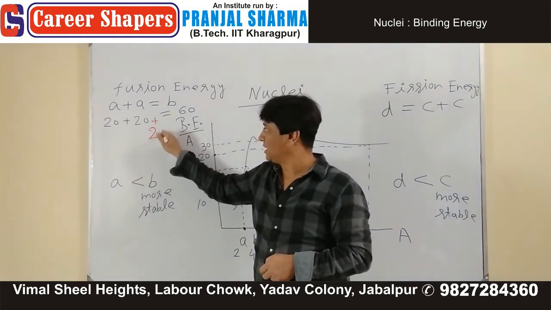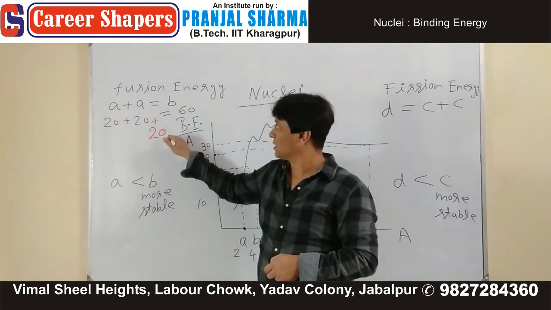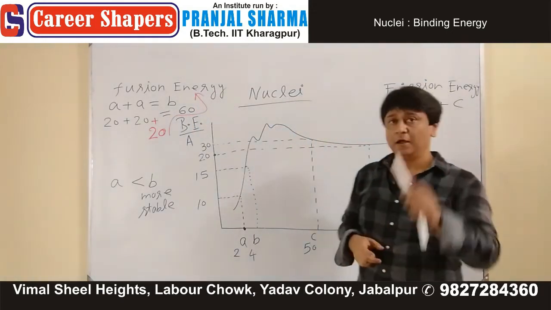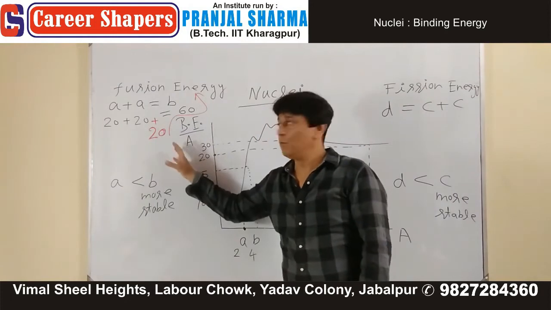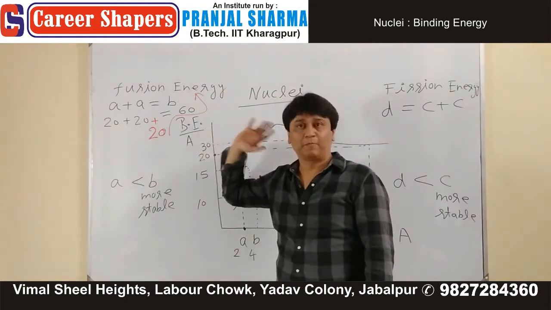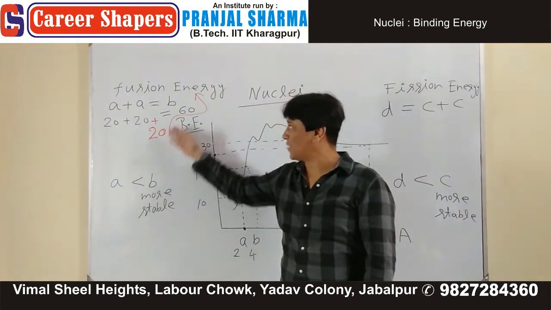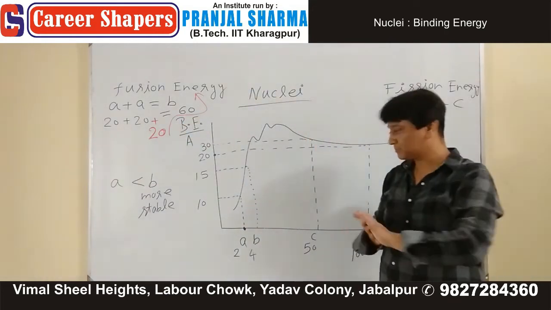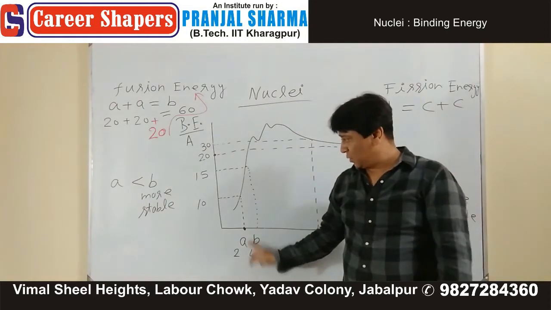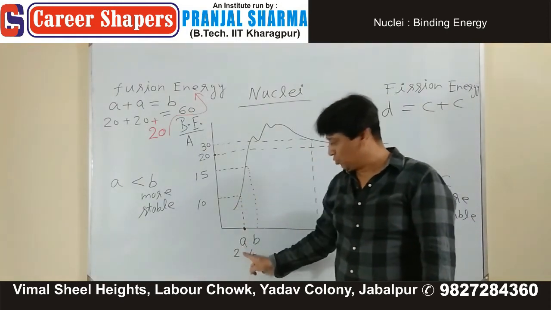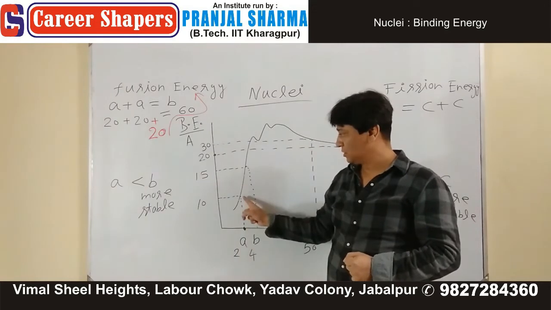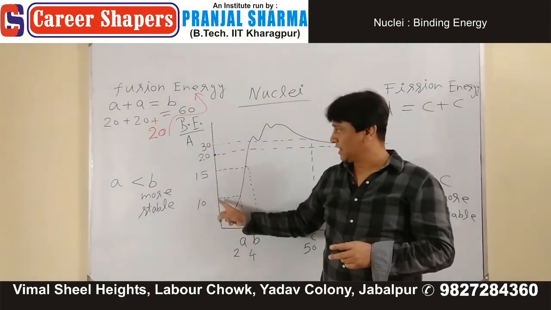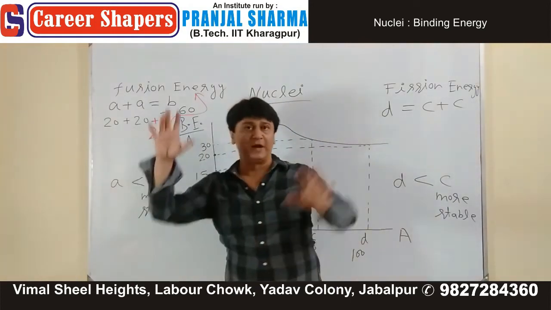To balance this, I need to add another 20. This 20 is fission energy. Now, let me give you the reasoning behind this 20 coming out in the form of fission energy. What is 2? Total number of nucleons. What is 10? Binding energy per nucleon. Which gives us total binding energy of 20.